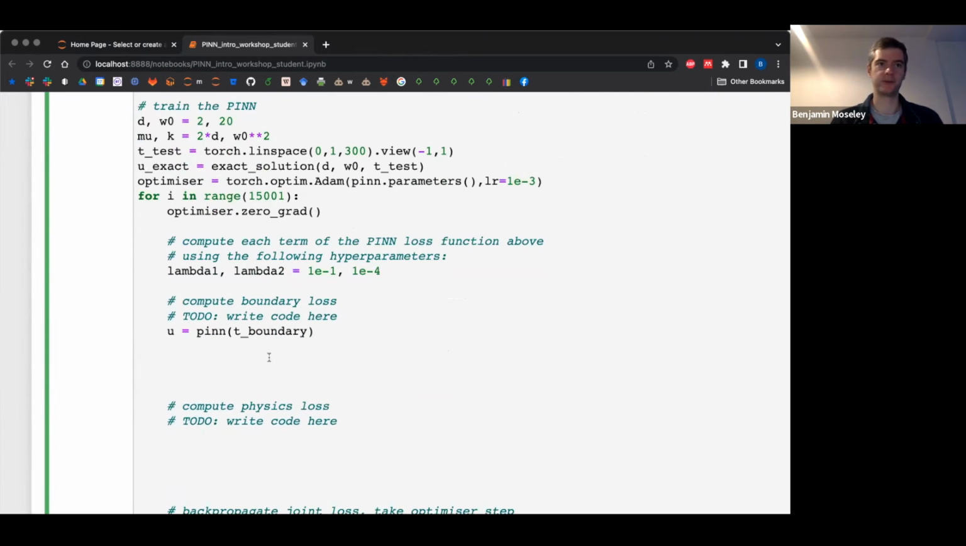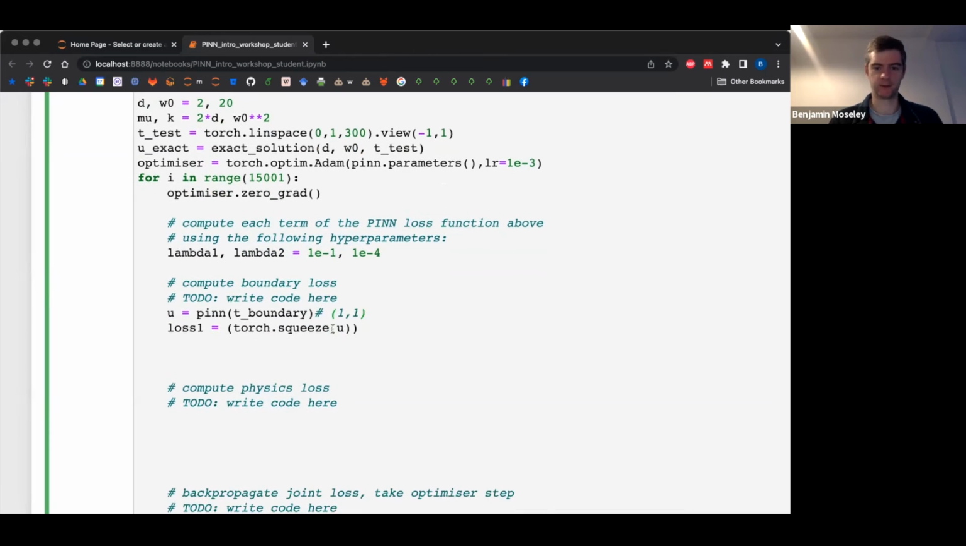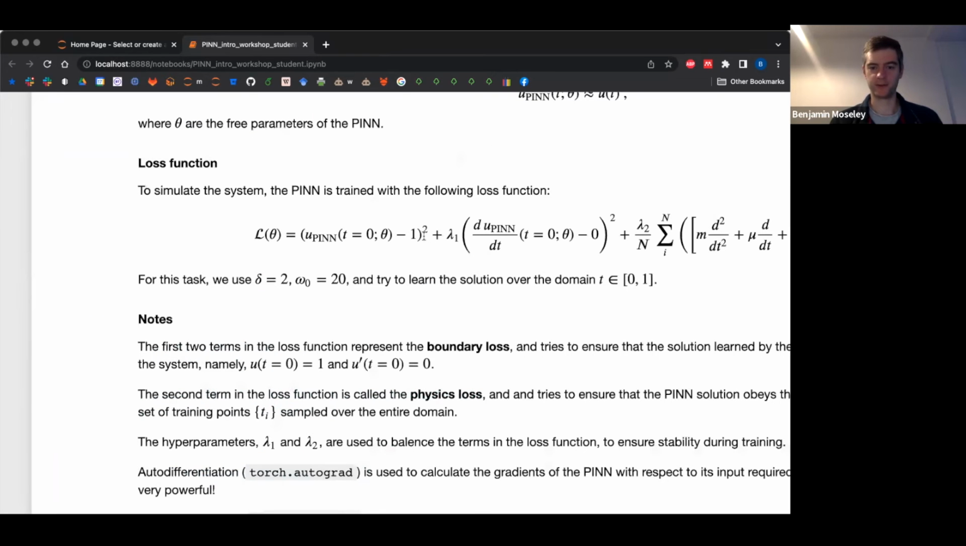And so the first loss term is very simple. We can just write the first loss term is, so we're just going to squeeze this output tensor of the network. This just has one value in, but it has a shape of 1, 1 in PyTorch. So this is the shape of that tensor. So it's just going to squeeze it into a scalar. And then we're just going to subtract it from 1 and raise it to the power of 2. So if you compare this to the loss function here, we're just computing this term of the loss function. Hopefully that should make sense.